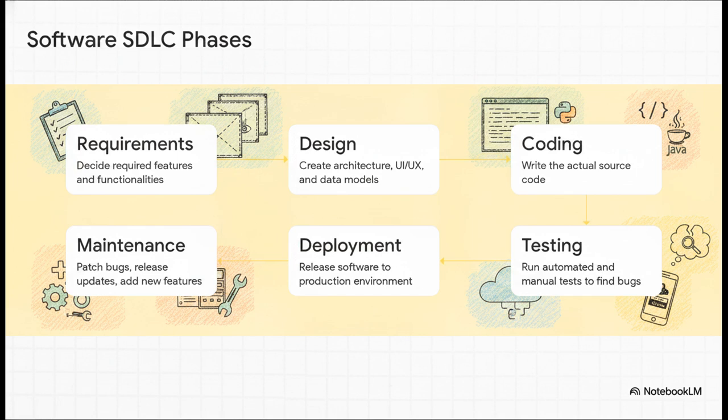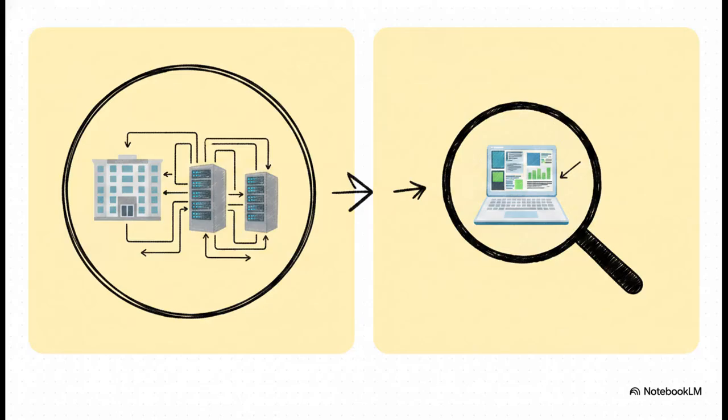We still have planning, design, and maintenance, sure, but here the steps are narrowly focused. The design phase is all about UI and UX wireframes. The implementation phase, that's entirely about writing code in languages like Python or Java. Testing is strictly about finding software bugs, and deployment is just about releasing that software to an app store or a cloud server. And this brilliantly illustrates the contrast between the two.